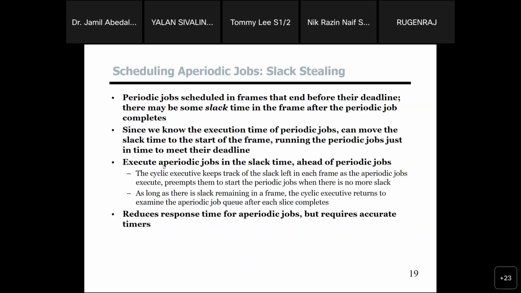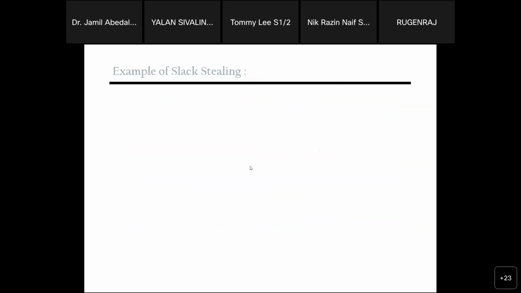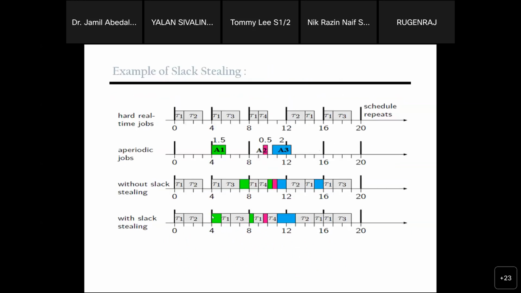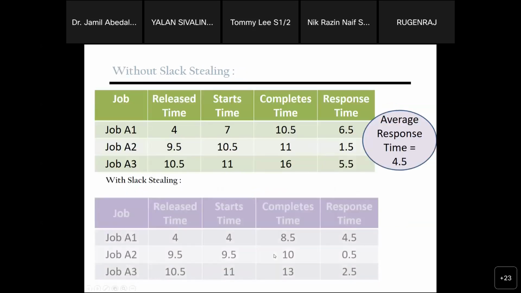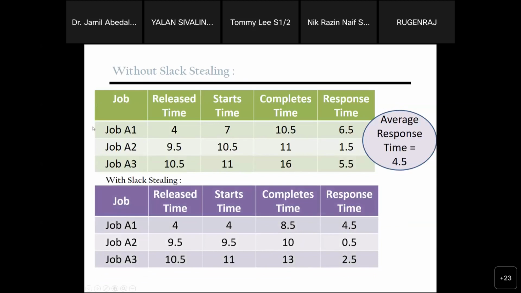As I say just now, since we know the execution time of periodic jobs, we can move the slack time to the start of the frame, running the periodic job just in time to meet their deadline. Okay, and that's what we did here. We move the slack to the beginning, and we still can execute task 1 and task 3 without missing a deadline. If there is any missed deadline, no, we must give the priority to the periodic. Okay, so here look at the case without slack stealing.